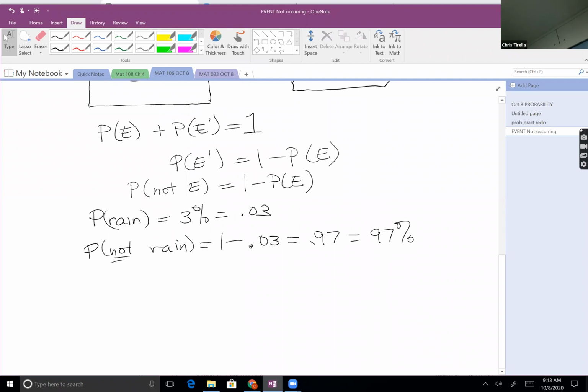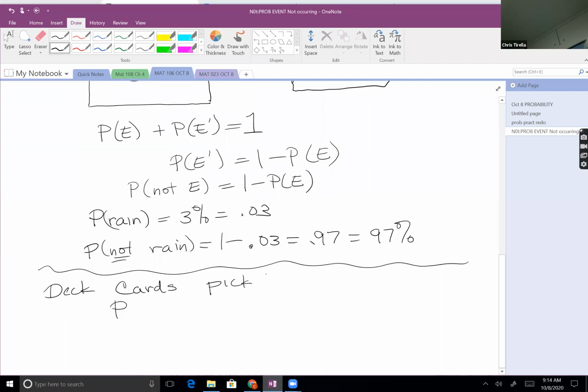So, one more card example. Let's say you have a deck of cards. I pick one. What's the probability that it's not a heart? And we're doing hearts because that's the easiest one to draw. Well, I see that word not. And a lot of times when you're trying to find the probability of something not happening, it's actually easier to find the probability that it does happen, and then we subtract from 1. So that's 1 minus the probability of a heart.